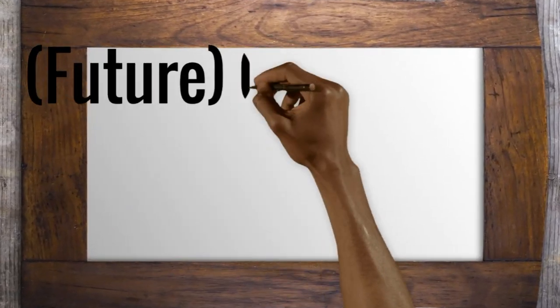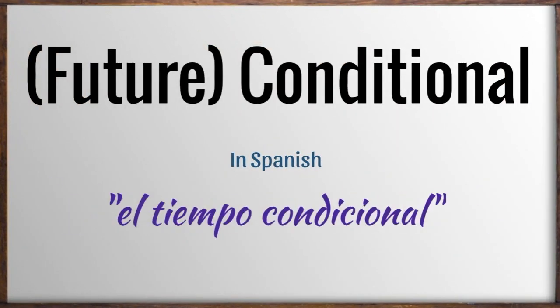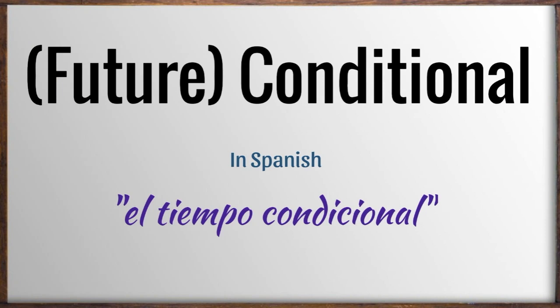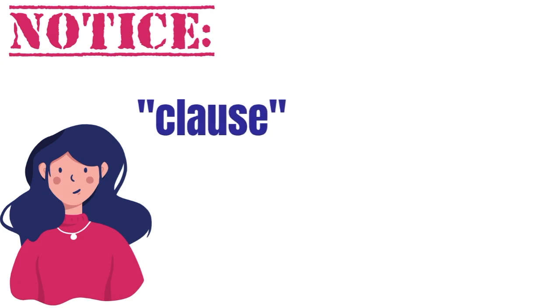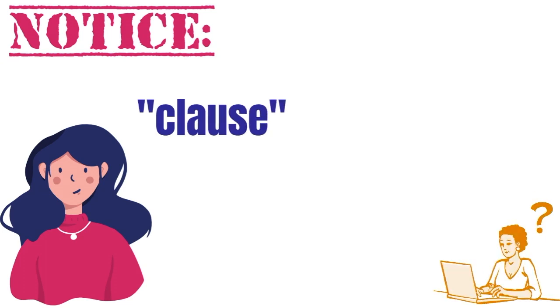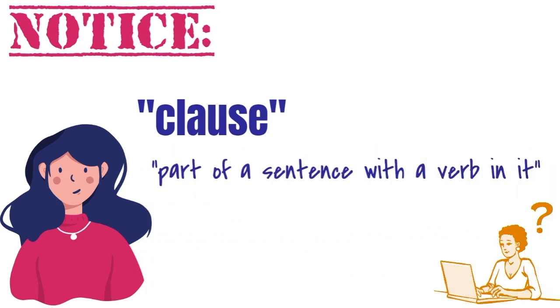The future conditional tense, or the tiempo condicional, is yet another useful verb tense that you probably use all the time in English. Let's see how to use it and form it in Spanish. Now, first things first, in the upcoming grammar explanations, you'll hear me use the word clause, which might be confusing. So when I say clause, you can just think part of a sentence with a verb in it. If you want a more detailed explanation of clauses, have a look in the video description.